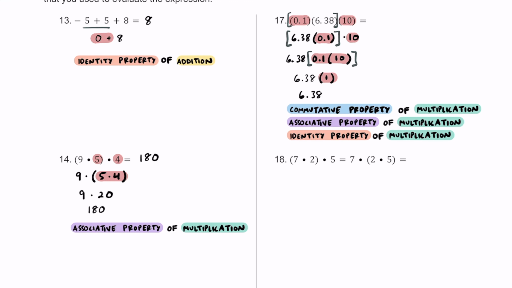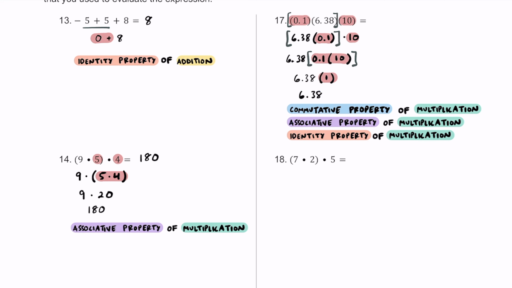So let's recap what properties we used here. We changed the order of the multiplication, so that's the commutative property of multiplication. We then went ahead and moved the grouping from over here to over here. So we changed the grouping, but we didn't change the order. That's the associative property of multiplication. And then finally, anything times 1 stays the same. That's the identity property of multiplication.